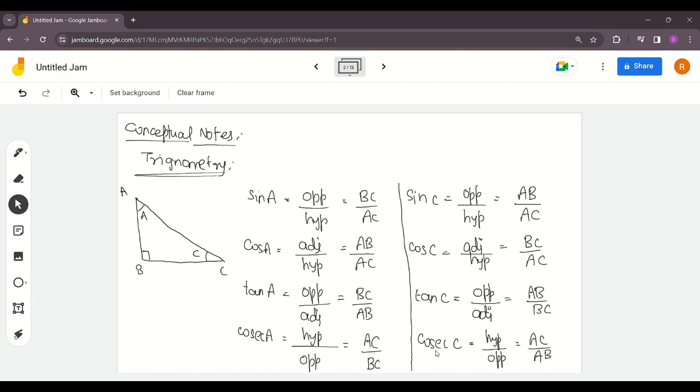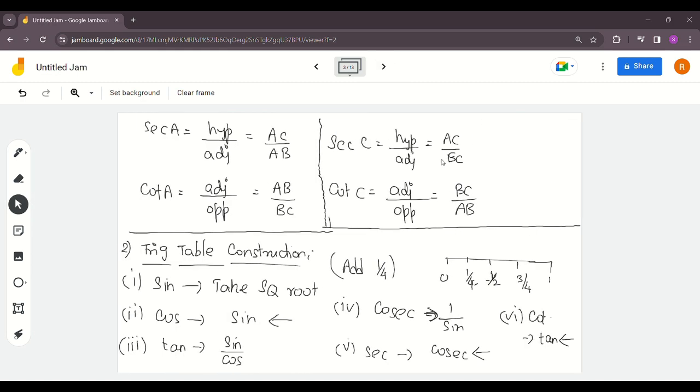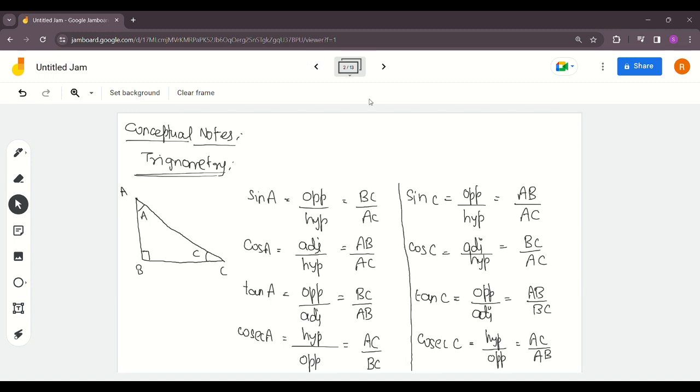So it is nothing but AC by AB. And next is sec, which is the reciprocal of cos, which is AC by BC. So sec is the reciprocal of cos. And next is cot, which is the reciprocal of tan. So it is BC by AB.